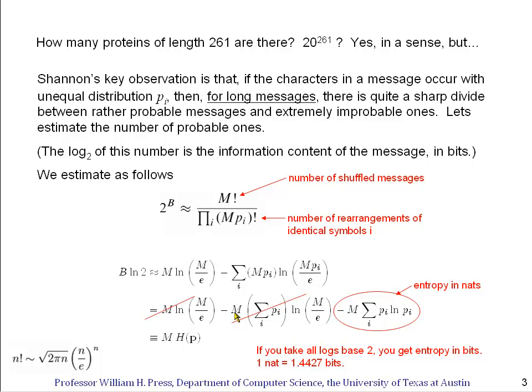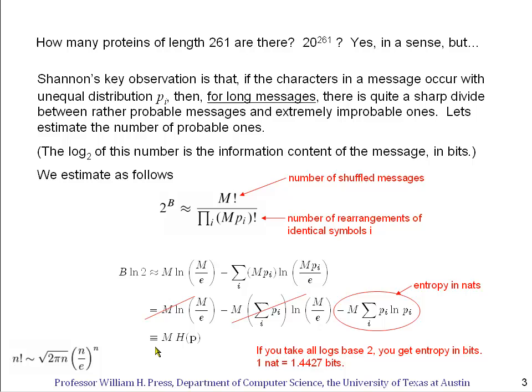Okay, so this term becomes a minus m log m over e, and look, this whole term cancels this whole term. So all we have left is the thing that we got from the log p_i, and it has an m out in front, but it still has a p_i here, and so here's the answer. It gives minus m times the sum over i, p_i log p_i. And that's defined as being the entropy of the message in nats. And the entropy of the message, you see, simply is linear in the length of the message.